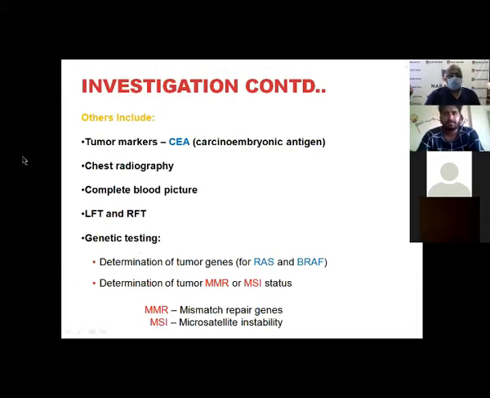Genetic testing for RAS and BRAF, tumor antigens. Then mismatch repair genes and microsatellite instability status can also be made out. Whenever you are sending for a good biopsy, you will have to find out all this.